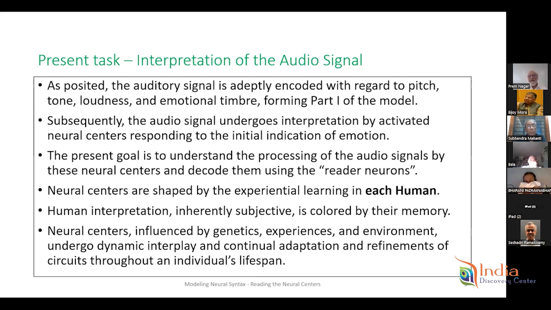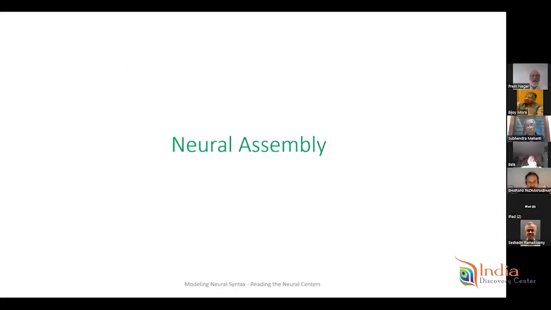Neural centers are shaped by the experiential learning in each human. Human interpretation is inherently subjective and is colored by their memory. Neural centers are influenced by genetics, experiences, environment, and undergo dynamic interplay and continuous adaptation and refinements of the circuits throughout individuals' lifespan. Now, coming to the neural assembly, this is a group of interconnected neurons that collaborate actively to process information, enabling the formation and storage of memories and facilitating various cognitive functions in the brain.